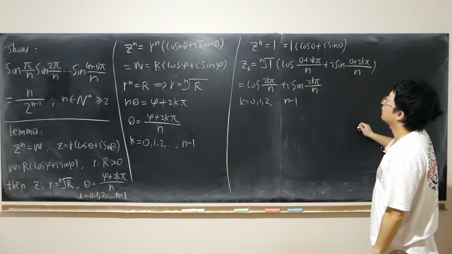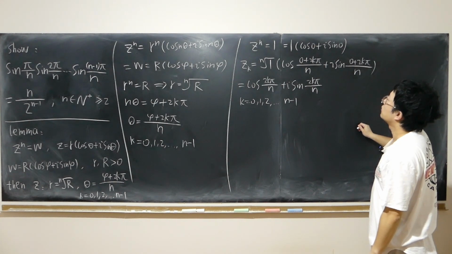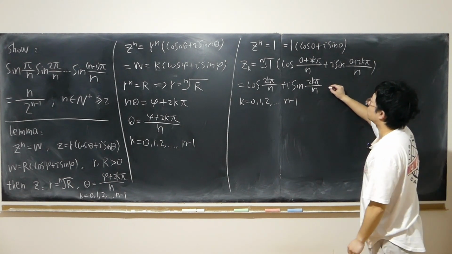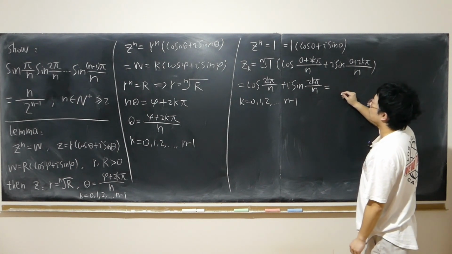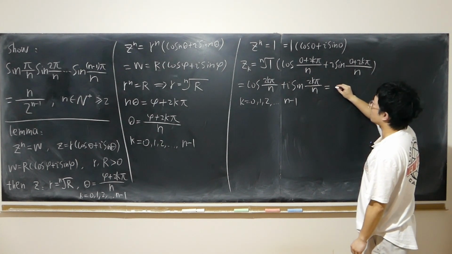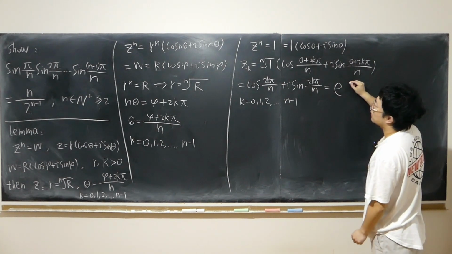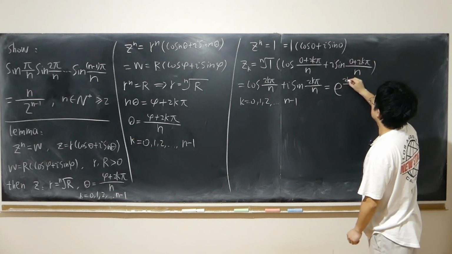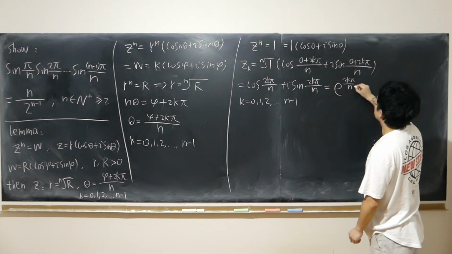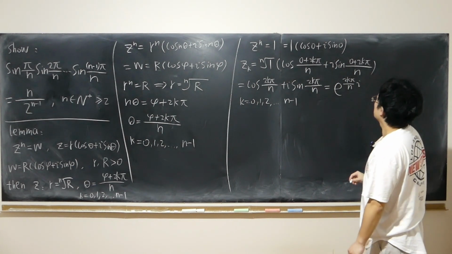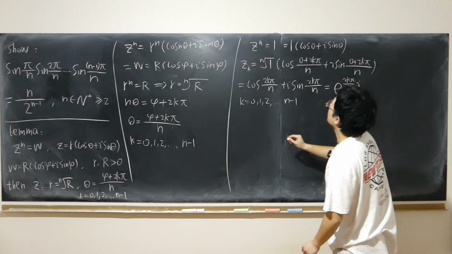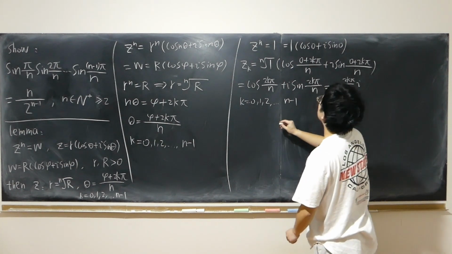In other words, here is 2k pi. First I'm going to rewrite it into exponential form: e to the power of the angle, 2k pi over n, times i.